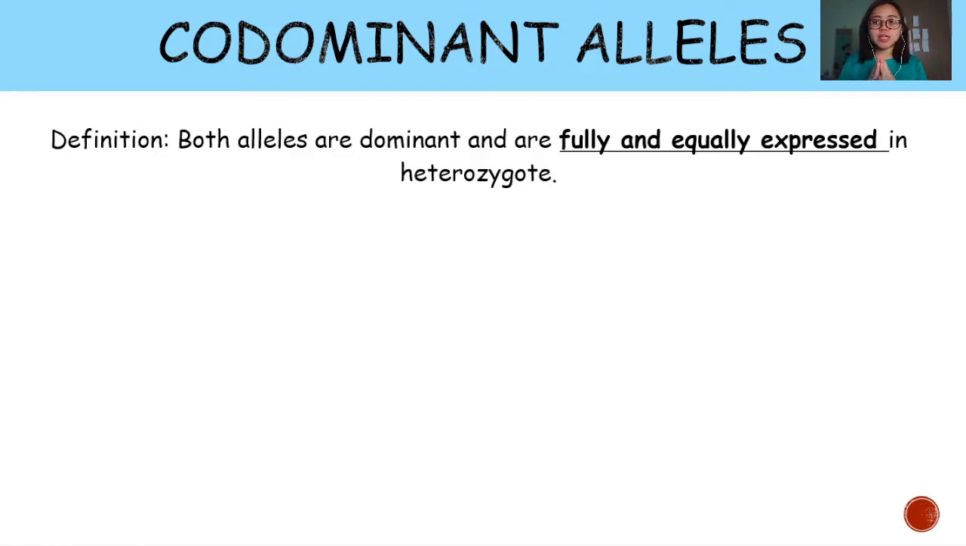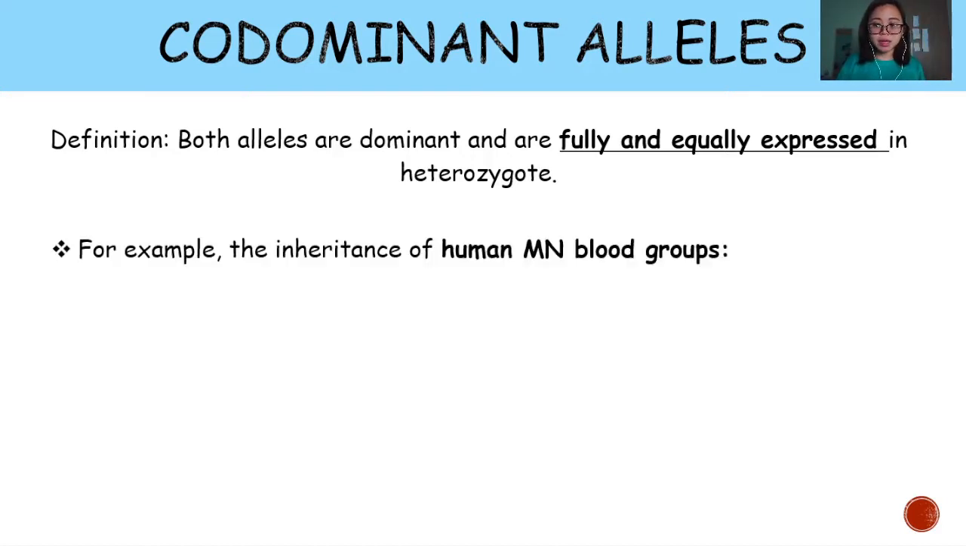So, let's look at the definition for codominant alleles. The definition is both alleles are dominant and are fully and equally expressed in heterozygote. Kalau biasa dalam monohybrid biasa, dia akan ada dominant, dia akan ada recessive. Yang dominan akan kasih kalah atau tindas yang resesif. Tapi kalau dalam codominant, dia ada dua allele, tapi diorang tidak menindas antara satu sama lain. Dia berpangkat yang sama, kekuatan dia sama.